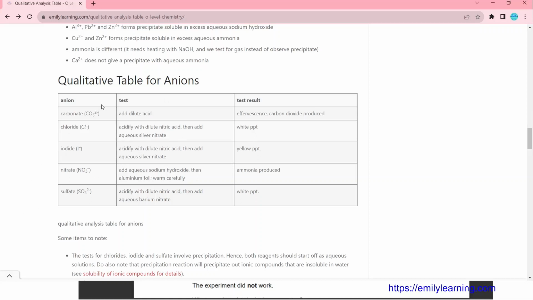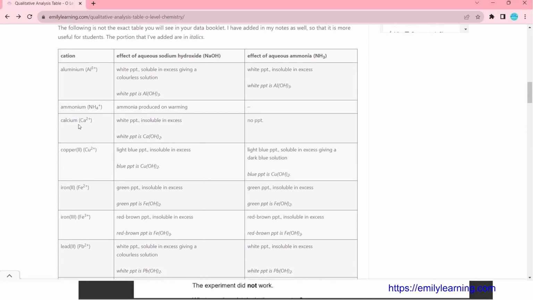If you look at your qualitative analysis table for testing of anions, for nitrate, in order for ammonia gas to be produced when sodium hydroxide is added and the solution is warmed, you need to also add aluminum foil or the Devarda's alloy. Because we did not add any aluminum foil here, we know that the ammonia gas produced doesn't come from nitrate. Instead, it comes from ammonium, because when you add sodium hydroxide to ammonium and warm it, ammonia gas will be produced. You do not need to put any aluminum foil and so on.